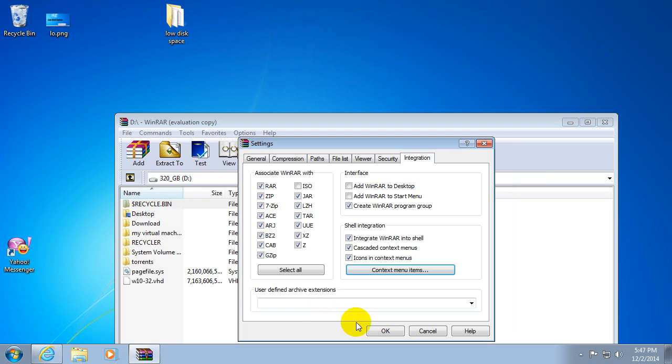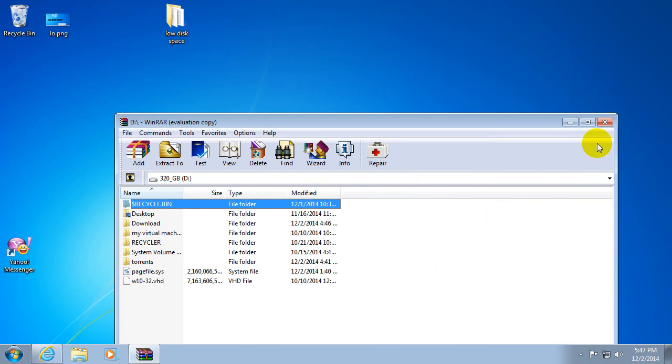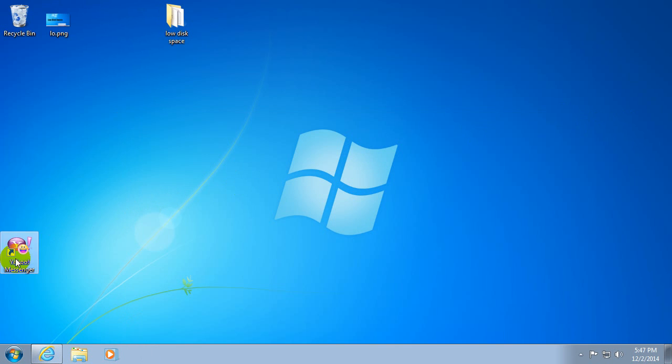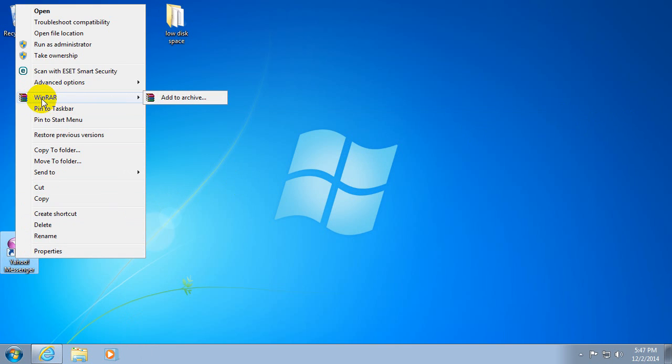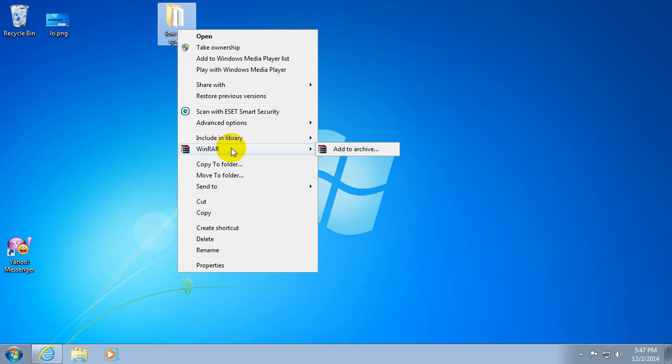and that's enough. Okay, and by checking cascaded context menus, all the icons are in one category, so you don't have multiple icons there but one single icon there. Okay, that's it.